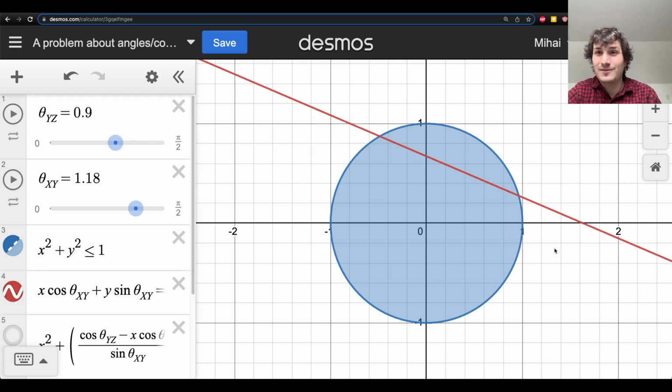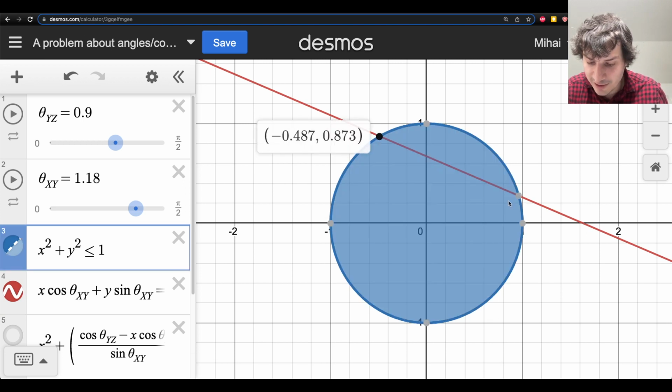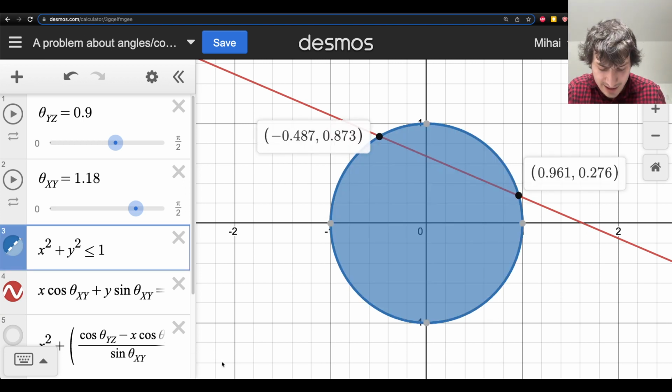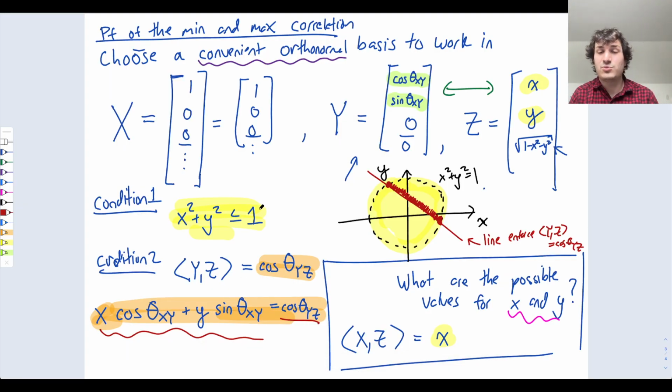I'm not good enough at trigonometry to do it geometrically, so I'm going to do it algebraically to find the solutions. I'm going to try to solve for these 2 points on the end. These 2 points are the solution to these two equations: x squared plus y squared equals 1, since on the edge it's x squared plus y squared equals 1, and simultaneously x times the cosine of theta xy plus y times the sine of theta xy equals the cosine of theta yz. You get a quadratic equation.